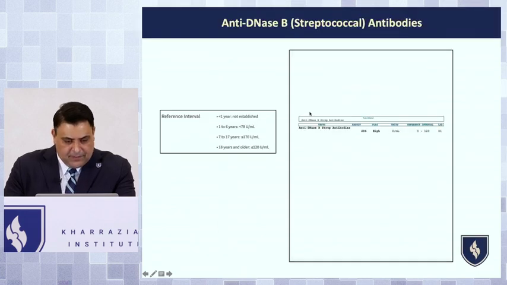And when you're looking at these anti-DNase B streptococcal antibodies, realize that despite what the lab range is, you want to look at their age to give you some clues, because for 1 to 6 year olds, it should be less than 78. So here the range is 0 to 120. This is the reference interval. Most labs will give you an age reference as well. So make sure you look at that age reference specificity, not just the total reference range.